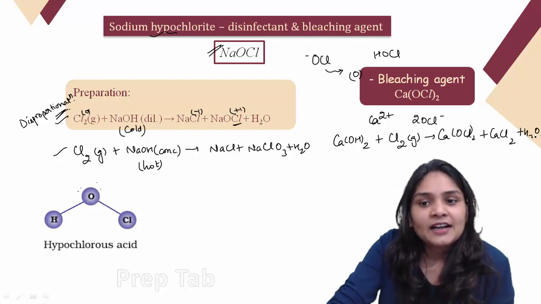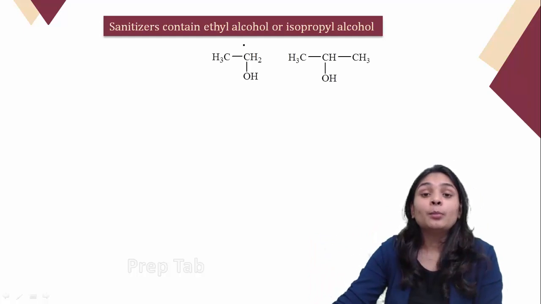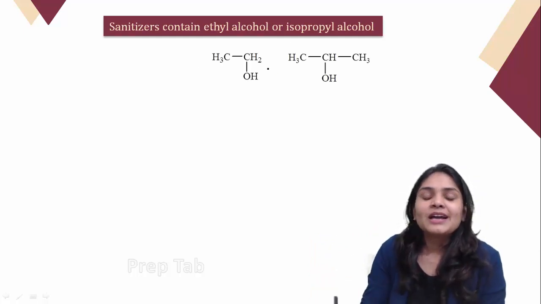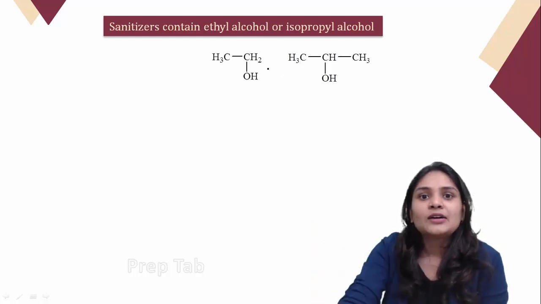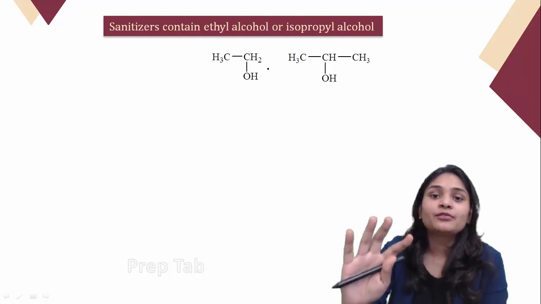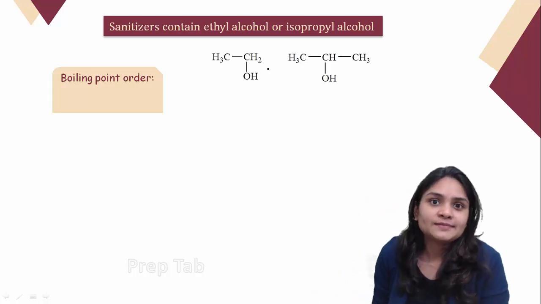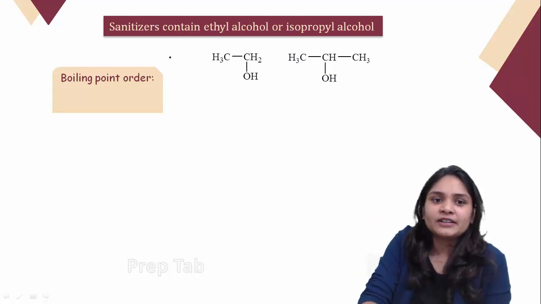Okay. Now let us talk about sanitizers. You might have studied the labeling on sanitizers, or even if you have heard ads, they always say that this is an alcohol based hand rub. Sanitizers are mainly composed of ethyl alcohol, ethanol, and you can also have isopropyl alcohol. Okay, let's see what all questions can be framed regarding their chemistry. First question, their boiling point order. Let's include water as well in this.